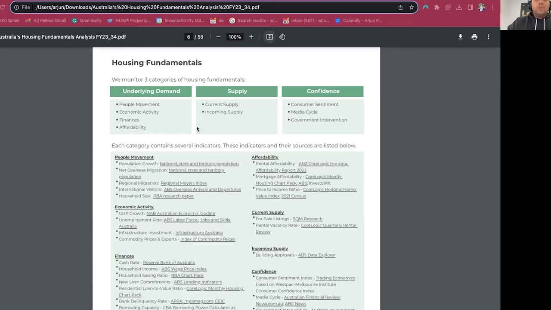And then when we move over to supply, there's current supply and incoming supply. And then we move over to confidence, there's sentiment, there's the government intervention. What the government does spurs on confidence massively.